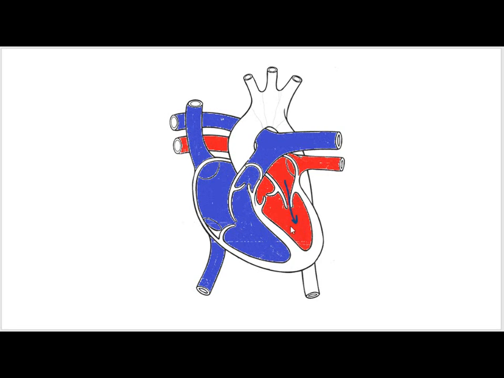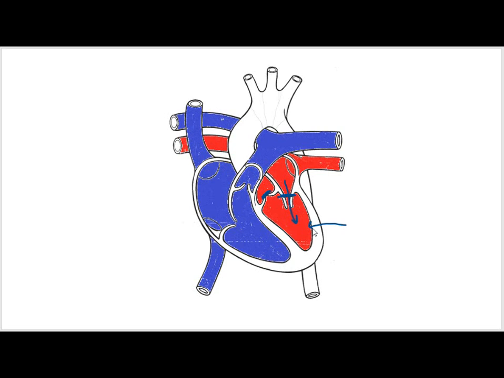Now the blood is in the left ventricle. When the left ventricle is filled with the blood, this door is going to close again. That's the bicuspid valve. This door is already closed. That's the semilunar valve, the aortic semilunar valve. So both doors are closed. Now what is going to happen? The ventricle is going to contract.